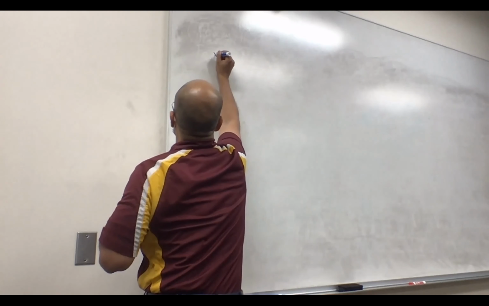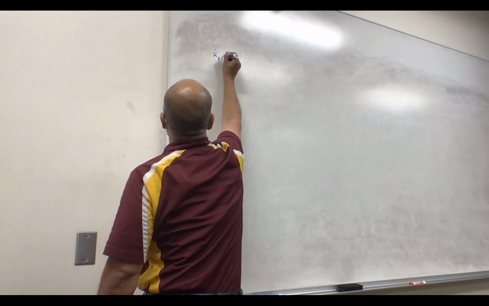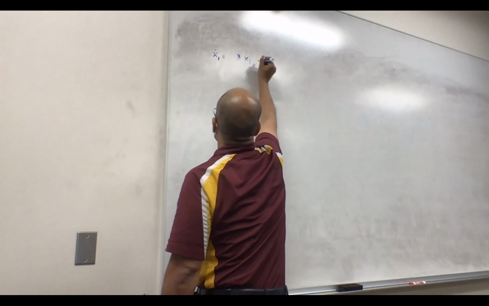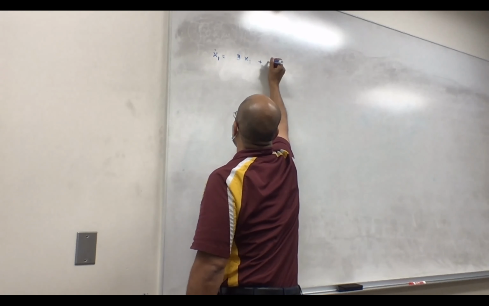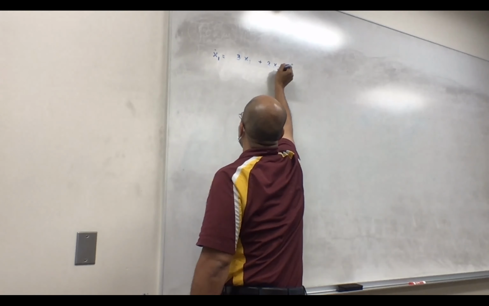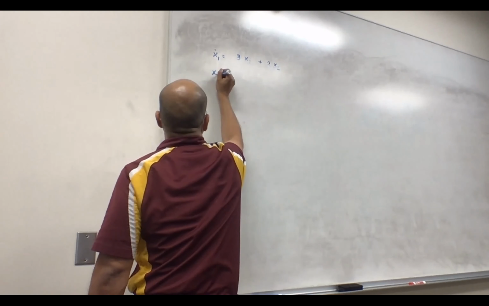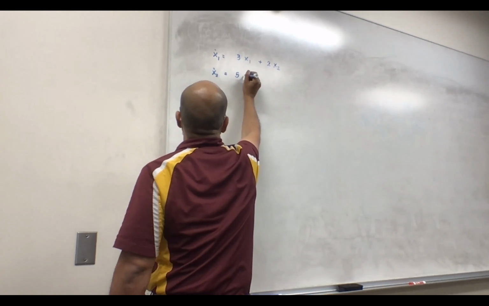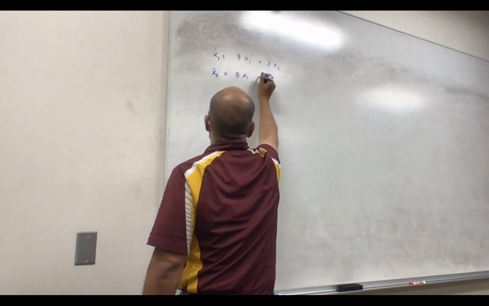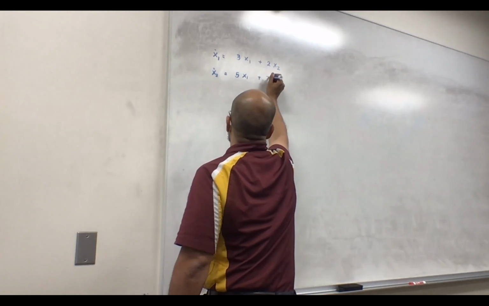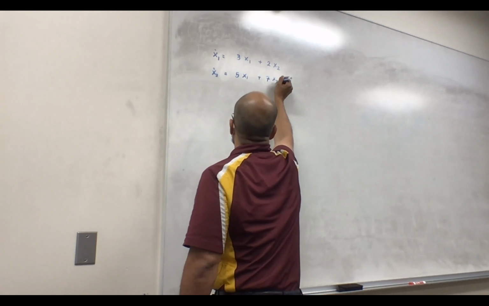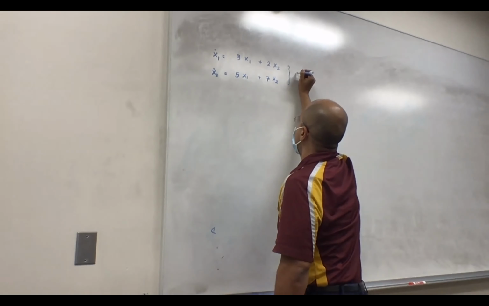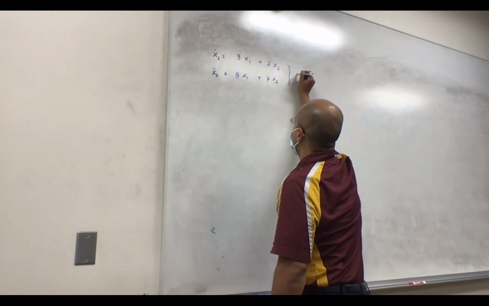So the point is, let me take an example. I'm gonna write this example something like this. x1 dot is equal to 3x1 plus 2x2, and x2 dot is equal to, I'm going to say, 5x1 plus 7x2. And what I have is these coupled equations.